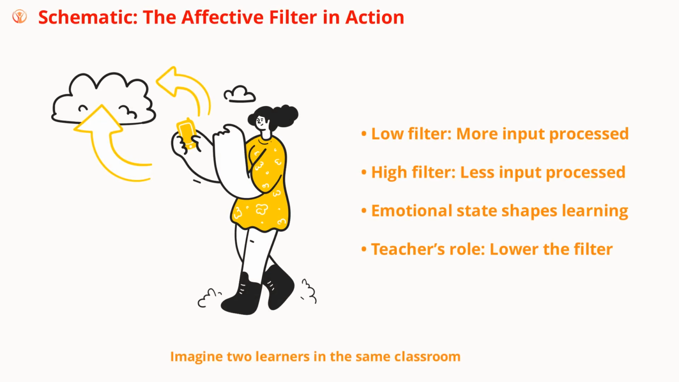Imagine two learners in the same classroom. One feels safe and motivated, so the filter is low and most input is processed. The other feels anxious and insecure, so the filter is high and much input is blocked from meaningful processing. This schematic helps us see why emotional climate is so critical in language learning.